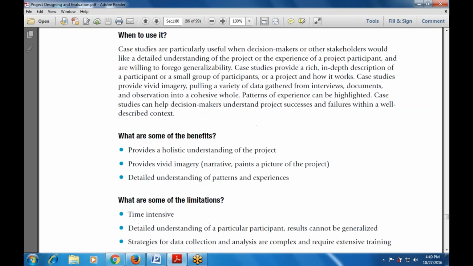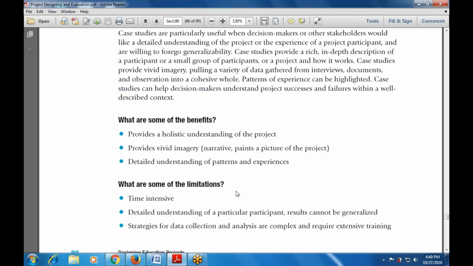Now, what are some of the limitations? First one is time intensive. It is very time intensive, gathering data takes a lot of time. We can say time taking or time consuming.